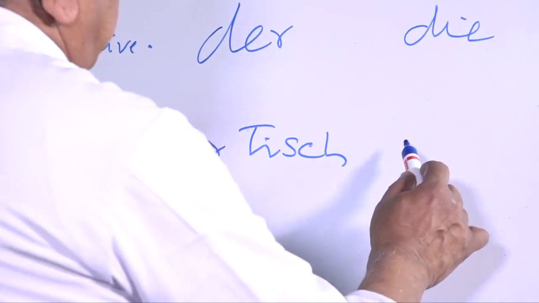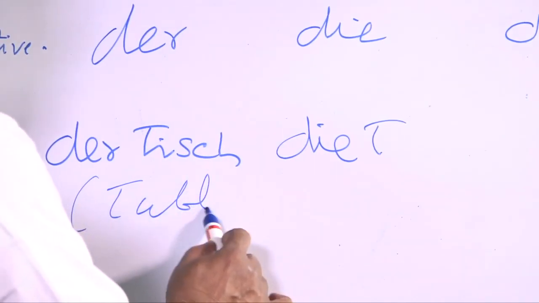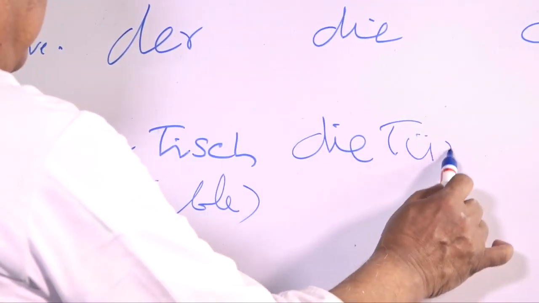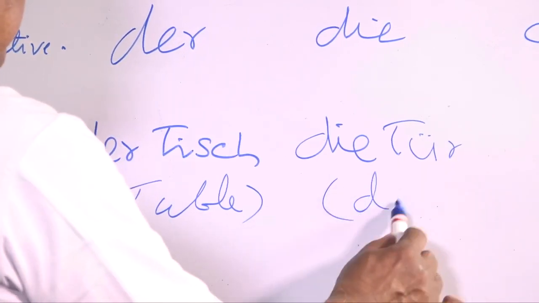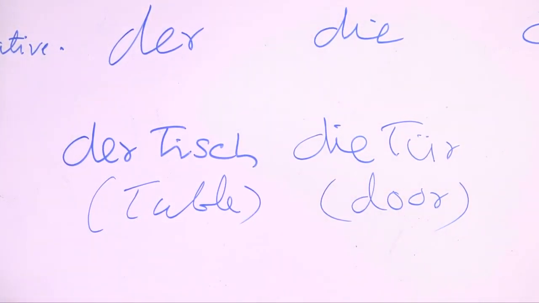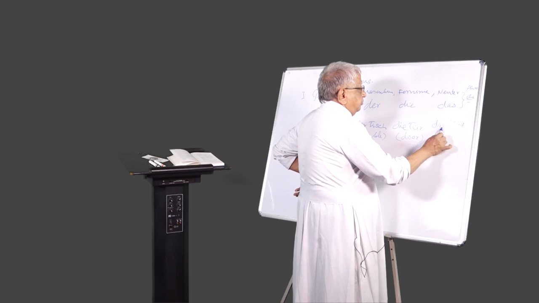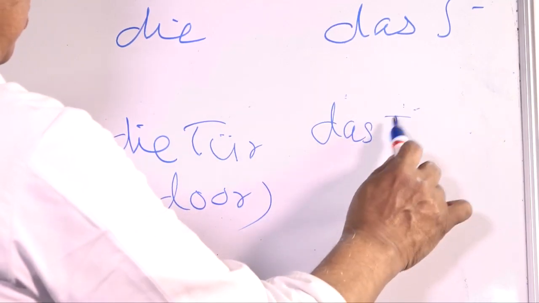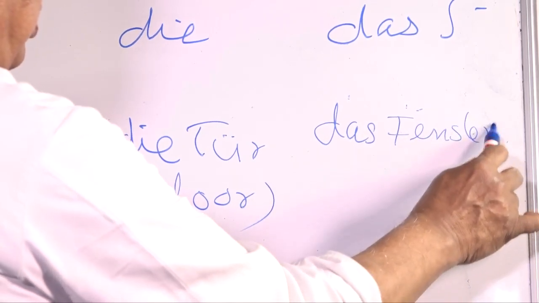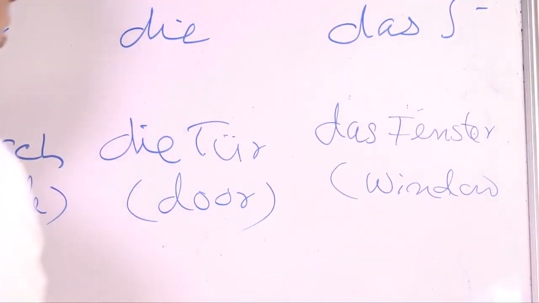We don't know. Then the Tür. Tisch means table. Die Tür. Tür is door. Door is feminine. Der Tisch, die Tür. So as I said, always learn the nouns with the article. Das Fenster. The window. Window happens to be neuter.